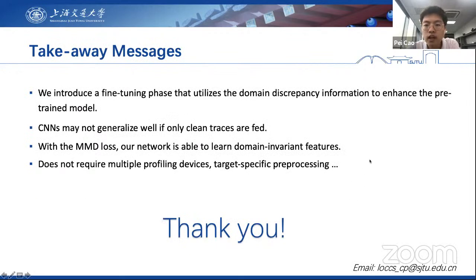This work focuses on the open question of portability in profiled side-channel attacks using transfer learning techniques. Although CNN is known to be robust against misalignment, we show that CNN may not generalize well if only clean traces are fed. However, after fine-tuning with MMD loss, our network is able to learn domain environment features. Besides, this approach does not require multiple profiling devices, target-specific preprocessing, or information of the target device.